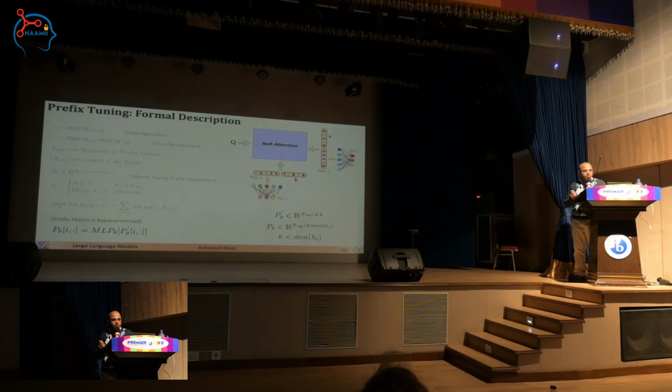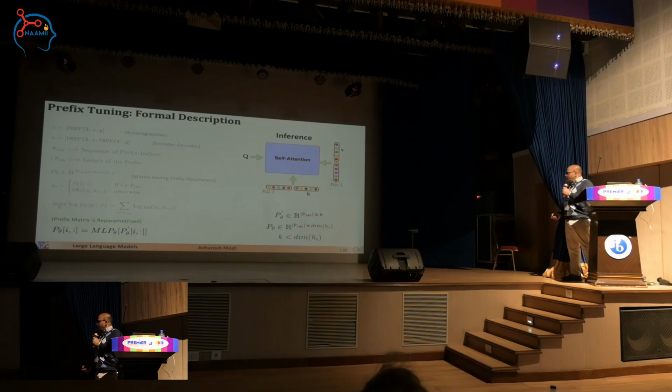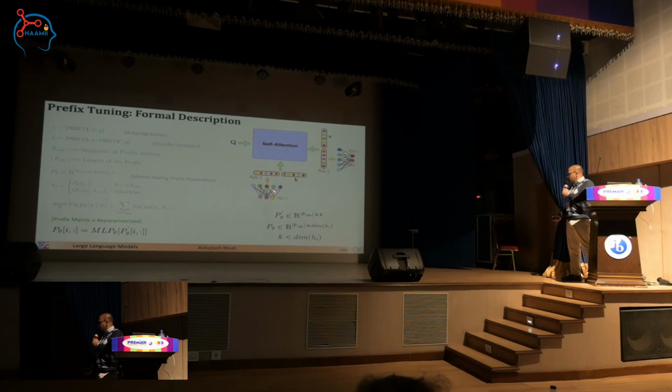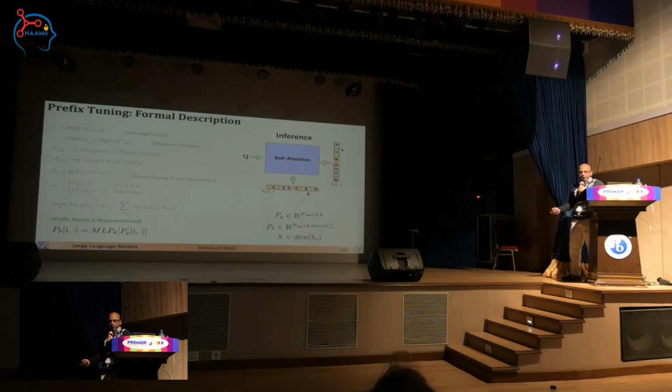Is this clear? During inference, you have already trained this neural network. So you just directly use the prefix vector, which is the output of the neural network. You attach it to the key and the value, because it's already trained now. So you just have to do the inference now, right? This is how prefix tuning basically works. Is this clear? Any questions on this?